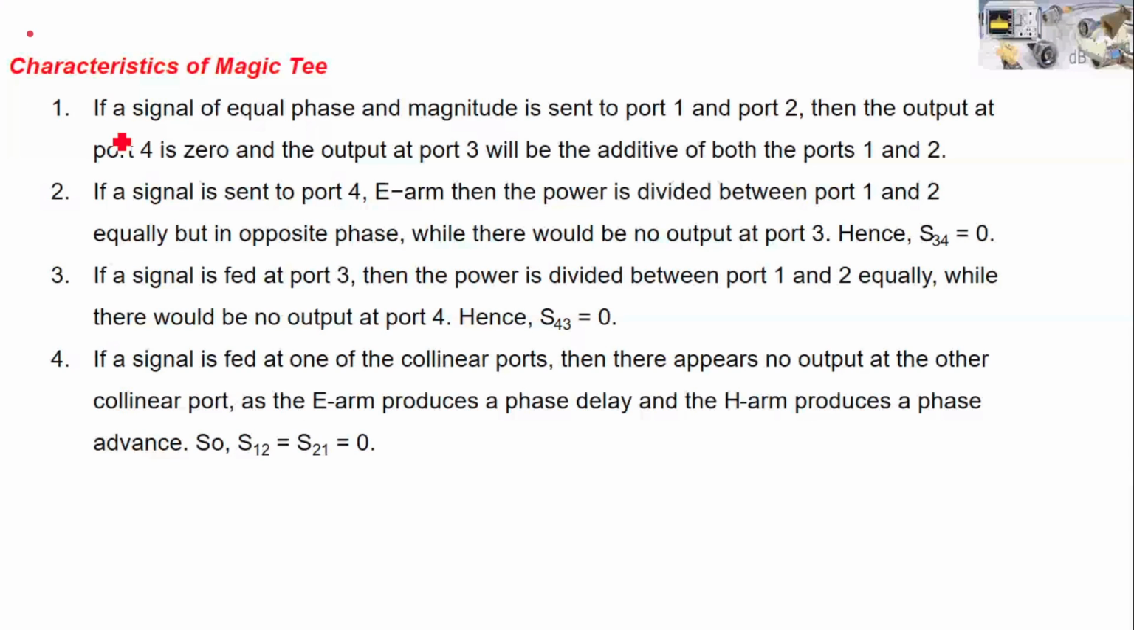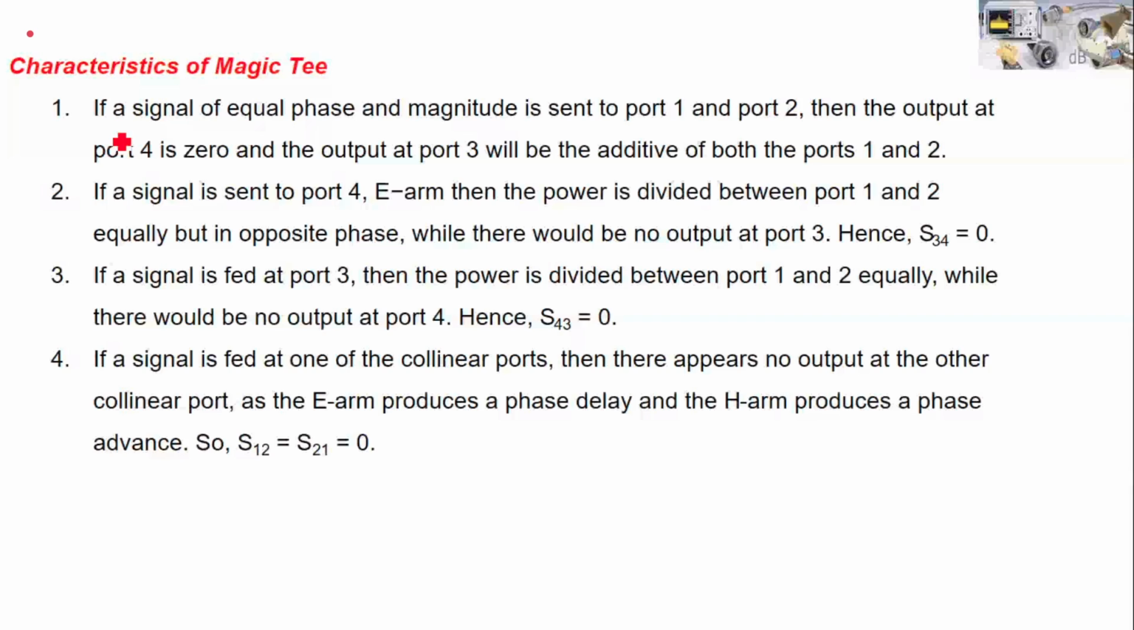Now, if a signal of equal phase and magnitude is sent to port 1 and port 2, then the output at port 4 is 0 and the output at port 3 will be additive of both the ports, port 1 and 2, as we have seen in the diagrams previously. Now, if a signal is sent to port 4, then the power is divided between port 1 and port 2 equally, but opposite in phase, while there would be no output at port 3. Hence S34 is equal to 0.